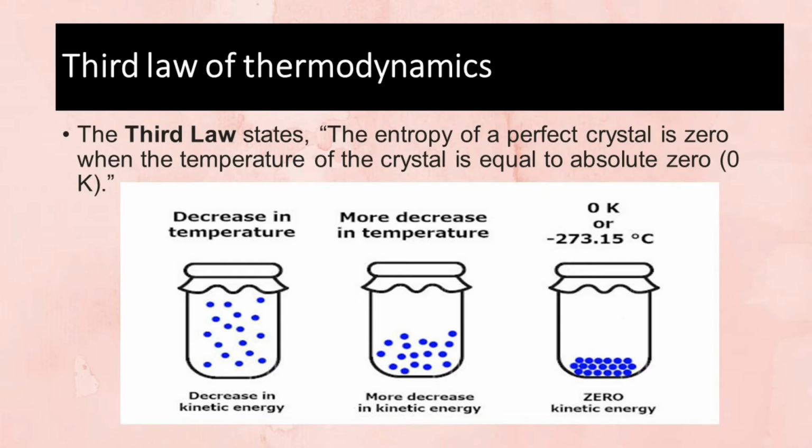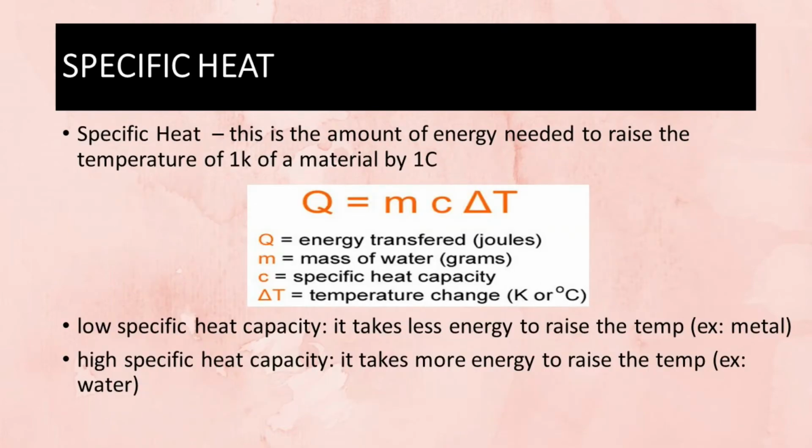As you decrease the temperature, there is a decrease in kinetic energy. But once it is at absolute zero, the kinetic energy is also zero. Specific heat is the amount of energy needed to raise the temperature of 1 kilogram of a material by 1 Celsius. The formula for specific heat, just remember Q equals mcΔT, where Q is the energy transferred, m is the mass of the object, c is the specific heat capacity, and ΔT is the temperature change.